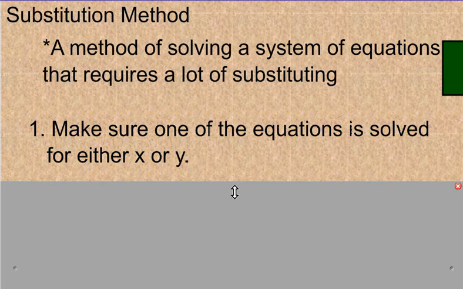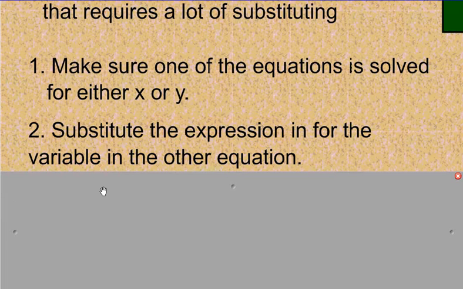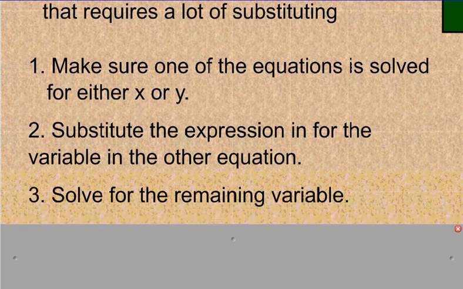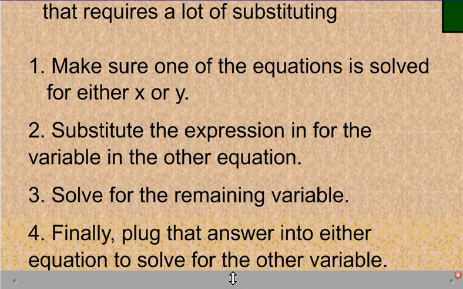First of all, make sure one of your equations is solved for either x or y, because remember, a system of equations has two equations. Then, if we have y equals 5 plus x, you plug in that 5 plus x for y in the other equation. Then you solve for the remaining variable. And finally, you plug that into either of the original equations to solve for the other variable. So how does that work?